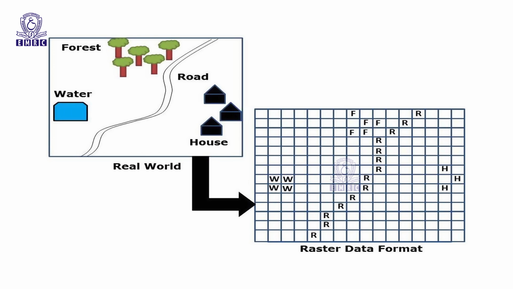The diagram shows how the image in the real world is being converted into raster data format. You can observe how the road is being pixelated, then the houses, then the water body, and then the forest, where the area of the pixels is being marked. Thus, we are converting real-world features into raster data format.